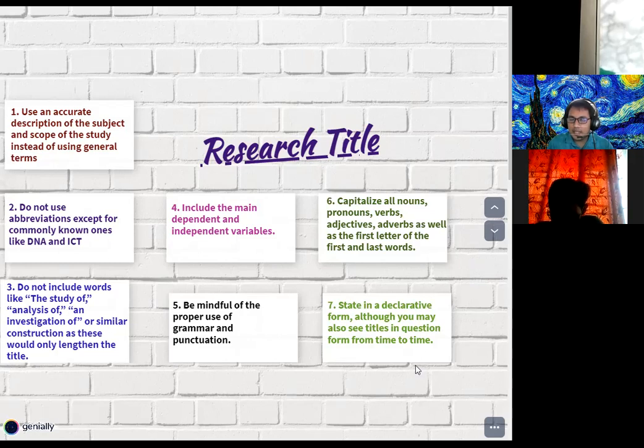Seven. State in a declarative form, although you may also see titles in question form from time to time. Okay? So yung research title natin, refrain na lang tayo in creating a research title in a form of a question. So all of your research titles must be stated in a declarative form. Meaning naka-statement lang siya. So no need for you to come up with a question as a research title.